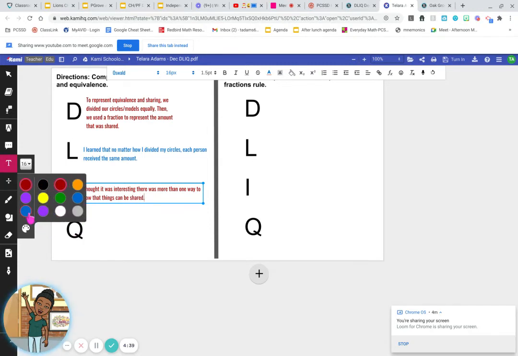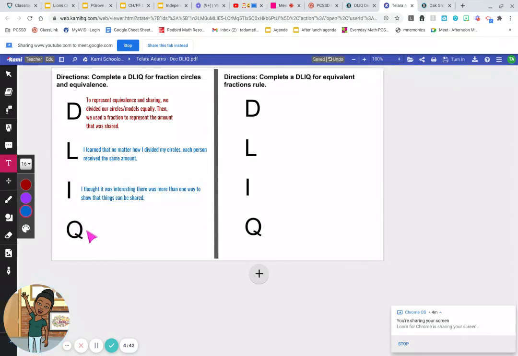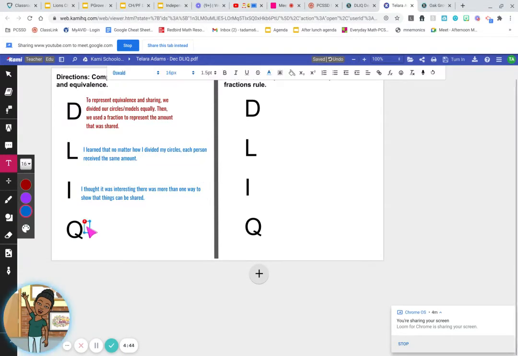And I want your question here for the Q. The Q is your question. Think of something. Please do not write, I don't have any questions. I already knew this. I want you to really think, what questions do you have when it comes to sharing and showing things equally? Put at least one question. Write at least one question that you have. Please do not put, I don't have any questions. Try to think of something.